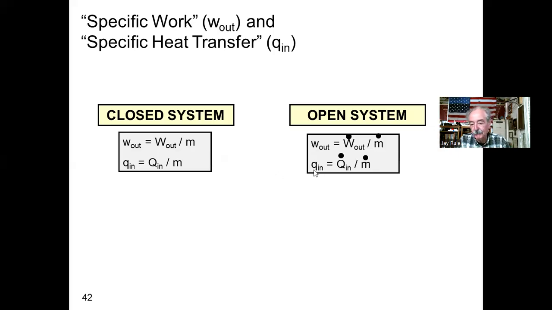And of course, the same idea for little q in. That confounds many, many students because the units are the same between open and closed system, but it's a different way to define little w out and little q in. So that's really important. Recognize that little w out for an open system, steady state, steady flow, one inlet, one outlet, is w dot divided by m dot. So many homework problems for open systems ask for kilojoules per kilogram. That's what this is all about.